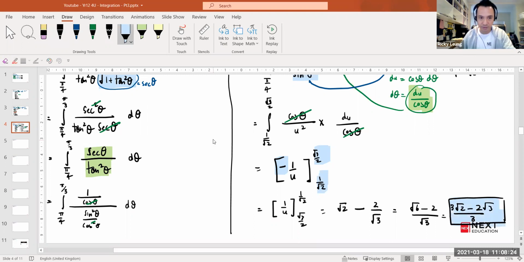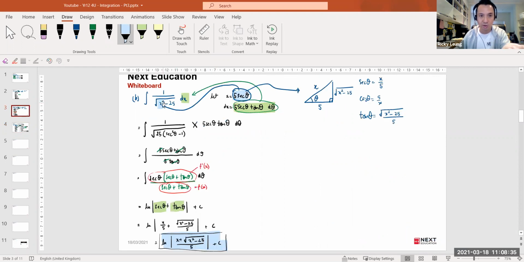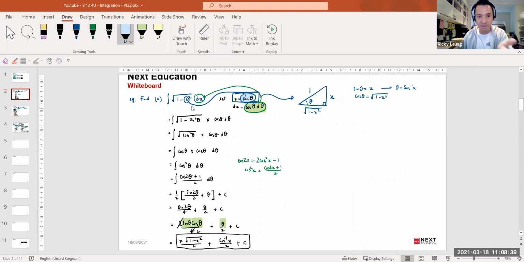So, it all started with this trig substitution piece, right? Where if it's 1 plus x squared, use tan. In the previous question, if it's x squared minus something, use sec. If it's 1 minus x squared, use sine or cos. Yeah, sine's better. How's that?